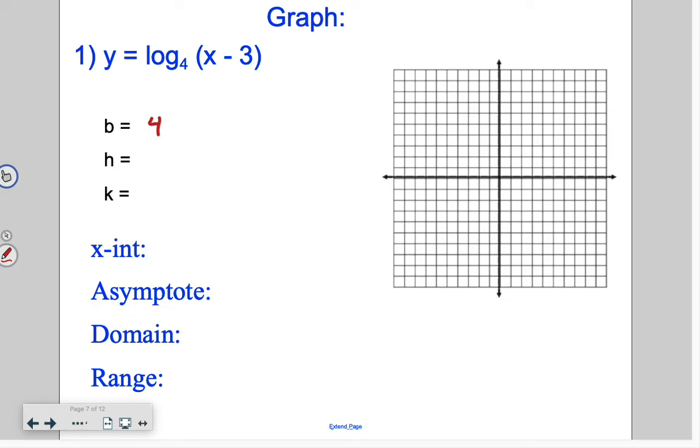What's the value of h? Where's my horizontal shift here? 3 or negative 3? Which one? H is 3. We are going 3 to the right. Okay, we're going to take our graph and we're going to shift it 3 to the right.